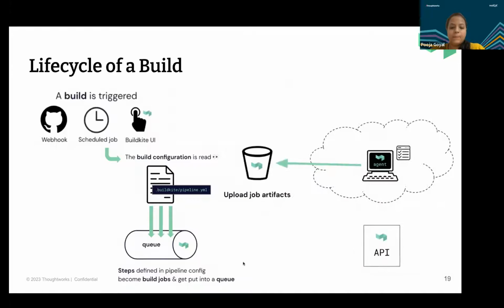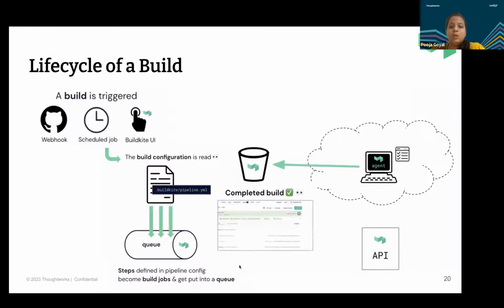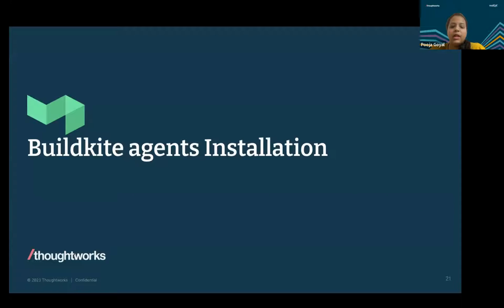Move next. Lastly, we can also upload job artifacts that are created as a part of our build execution. Move next. This is how a complete build looks like. It's completely green, since we don't want to see the red parts most of our lives. That's how a successful build looks. Moving next, we come to the Buildkite agent installation. Handing it over again to Kritika, over to you.